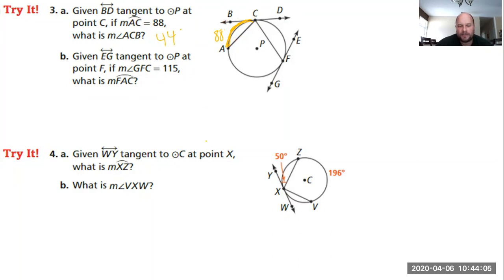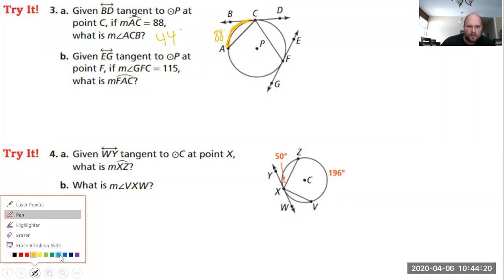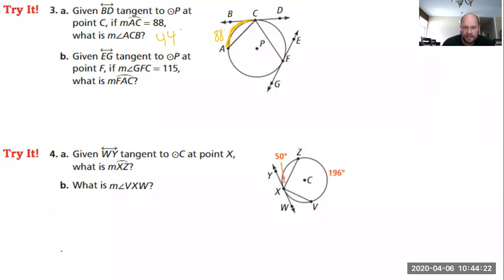Given EG is tangent to circle P at point F. So again, we have that tangent. And it says that angle GFC, so they're giving us this angle is 115. So they're giving us the angle this time, and they want FAC, the arc. So we're going from the angle to the arc. We're going to have to double that measure. So we have 360. Oh, sorry, not 360.